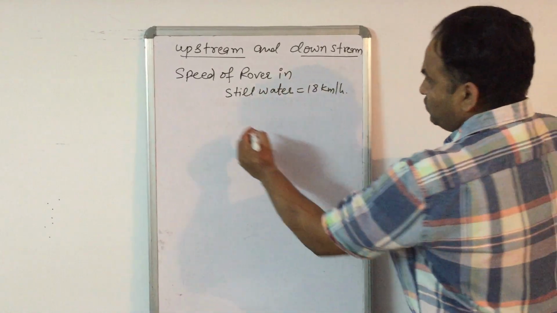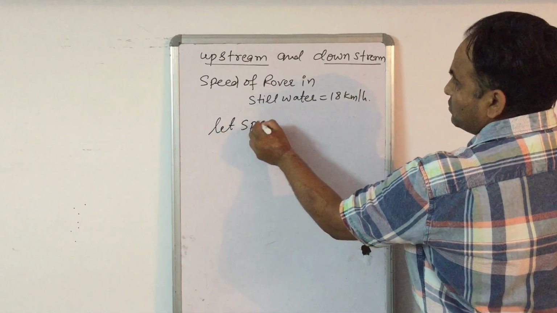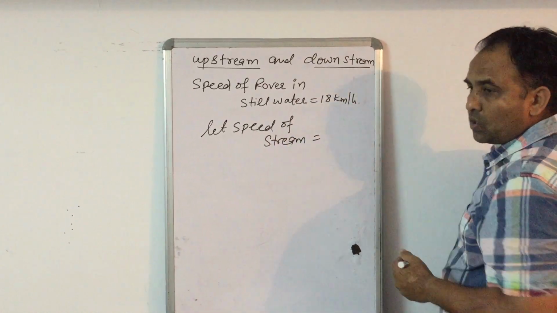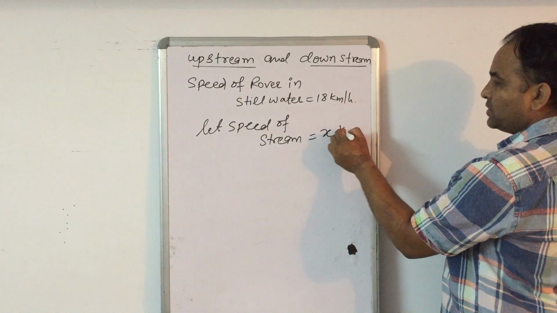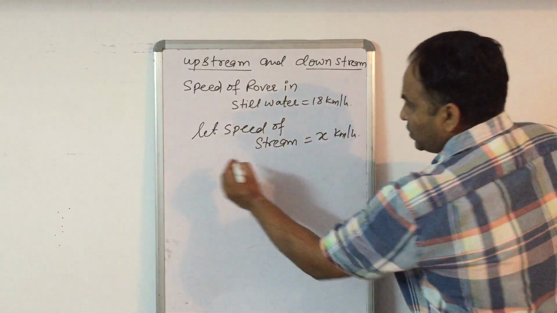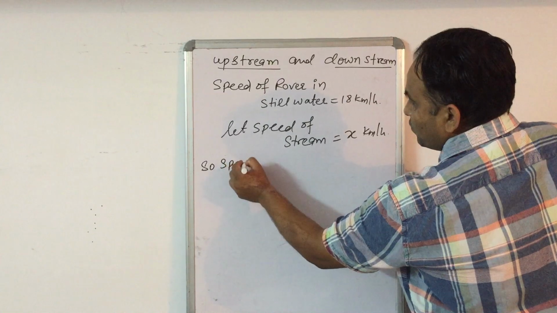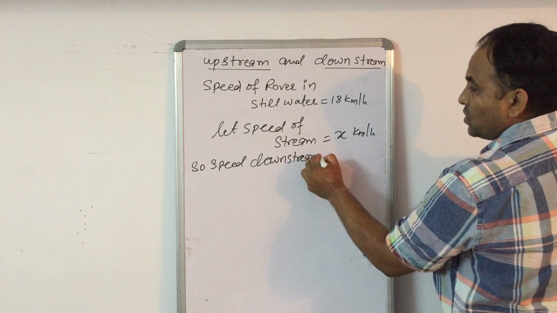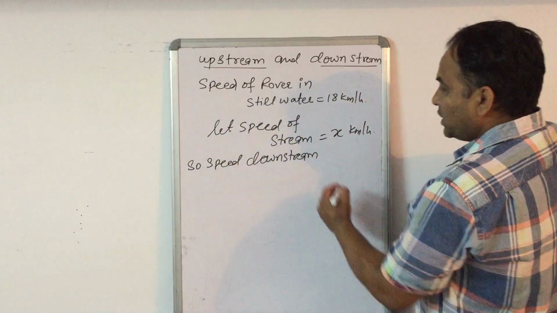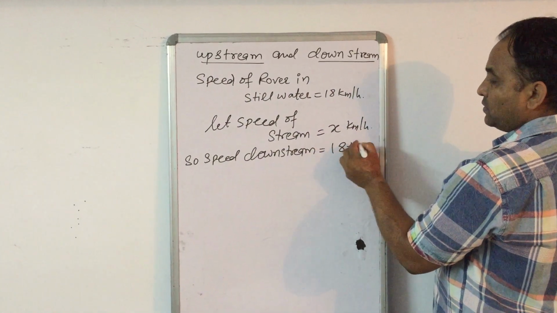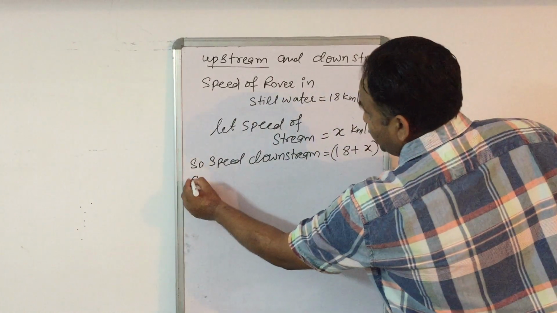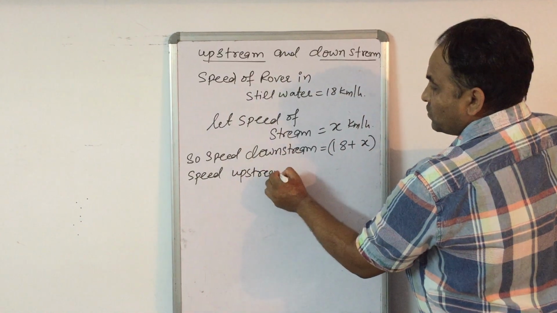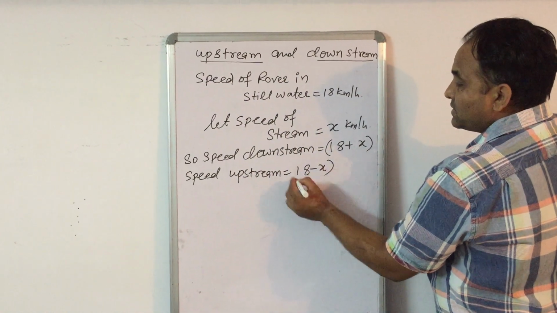Now let's say the speed of the stream or current is x km per hour. So the speed of the rower or boat downstream will be 18 plus x, and the speed upstream is equal to 18 minus x.